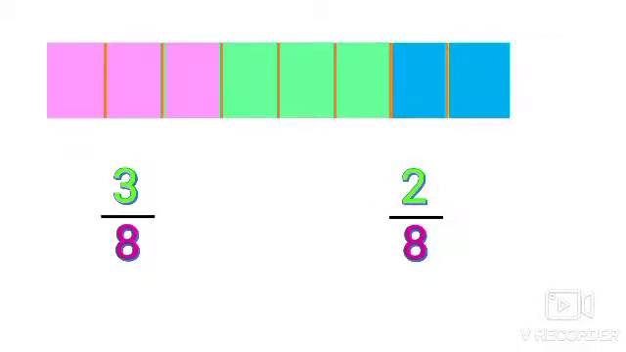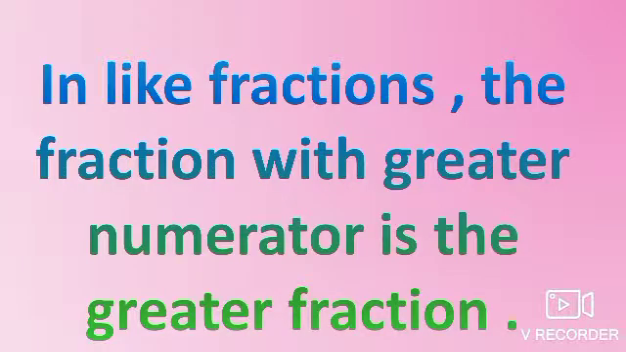Again, these are like fractions. With like fractions, immediately see the numerator. Which number is bigger? 3 is bigger, put 2 dots. 2 is smaller, put 1 single dot and join them. So 3 upon 8 is greater than 2 upon 8. This is the method to compare between two like fractions. So in like fractions, the fraction with the greater numerator is the greater fraction.